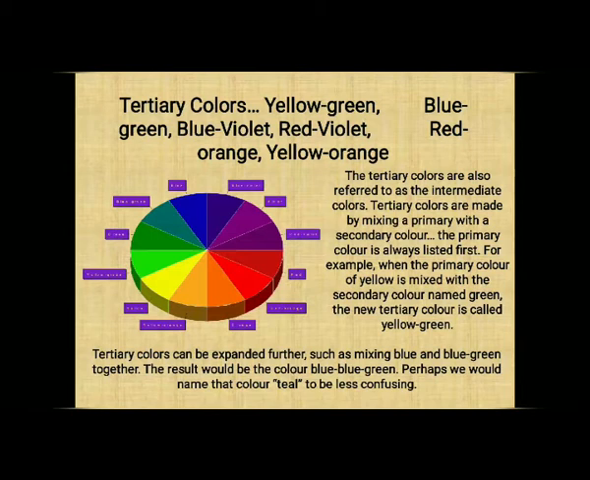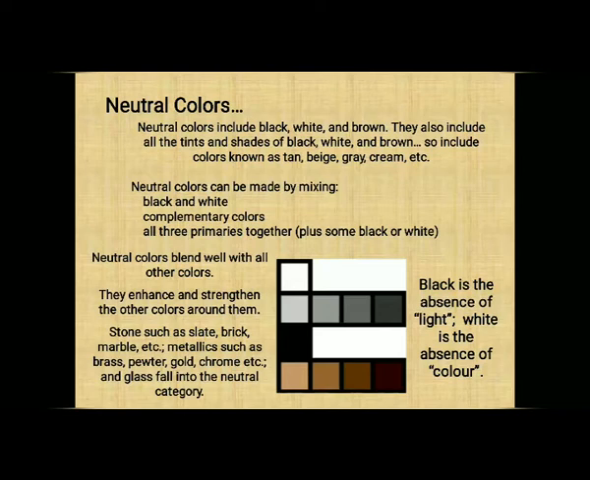Okay, so after this color cycle, or color wheel, you have a neutral color. Until now we have discussed colors, but white and black are also colors which naturally exist. So what are those colors called? These colors are called neutral colors, where neutral colors include black, white, brown, and all the tints and shades of black, white and brown.